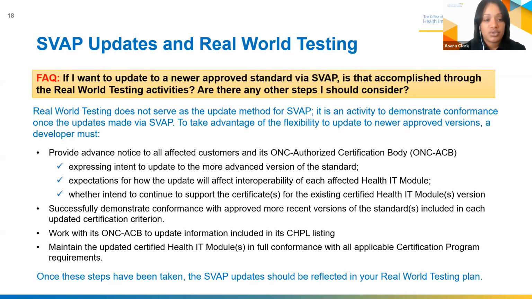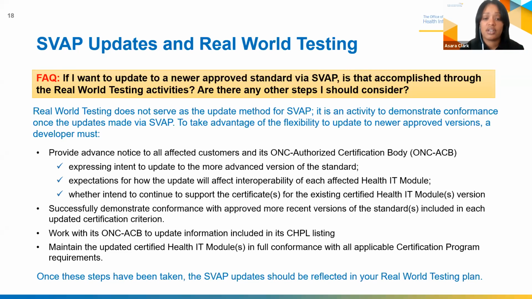In order to do so, you want to provide advance notice to all affected customers and to your ONC authorized certification body. You're going to express your intent to update to the newer version. You're going to express how this update will affect interoperability for your particular health IT module. And you're going to say whether you intend to continue to support the existing certified health IT module version of the standard that you previously had. So you want to let your customers and your ACB know what's going on, how you're approaching these updates, and if you're going to still support the older versions as well.